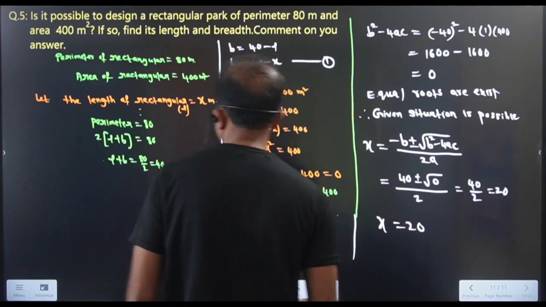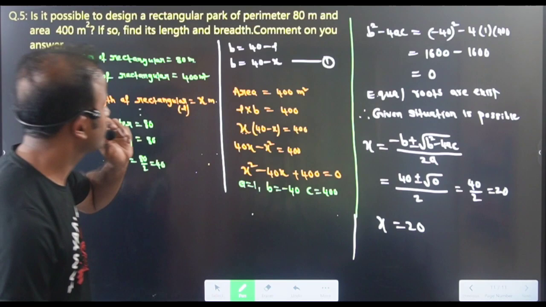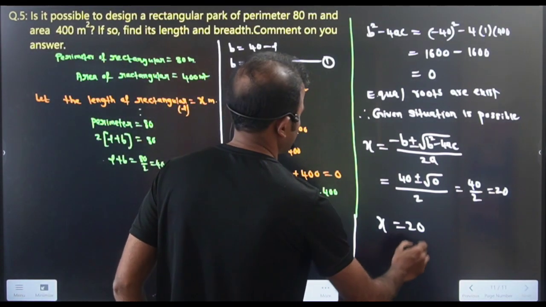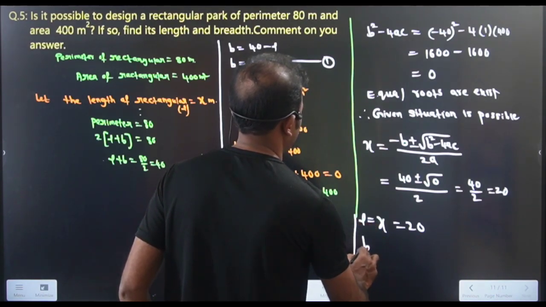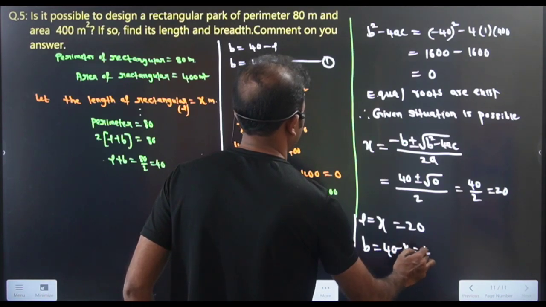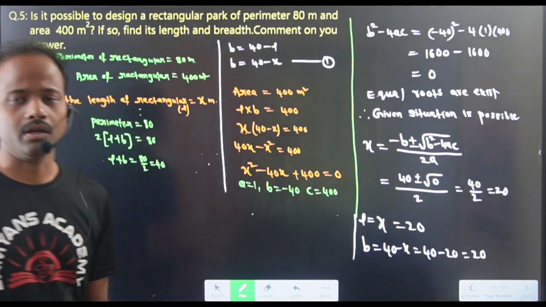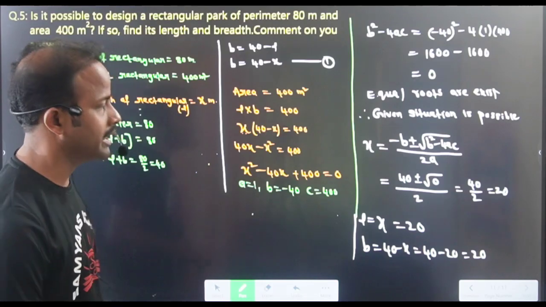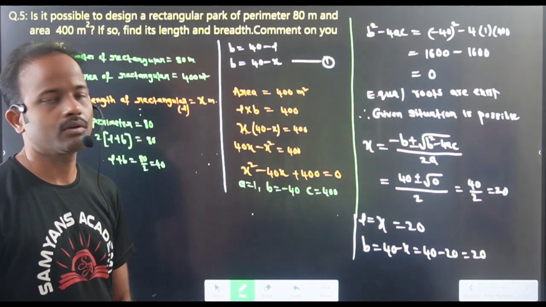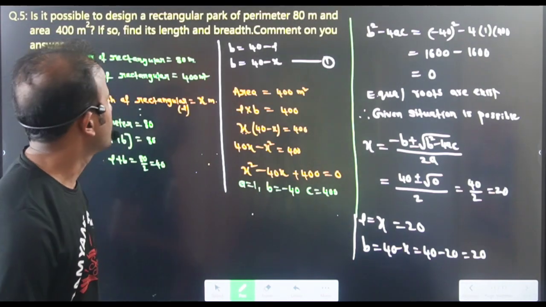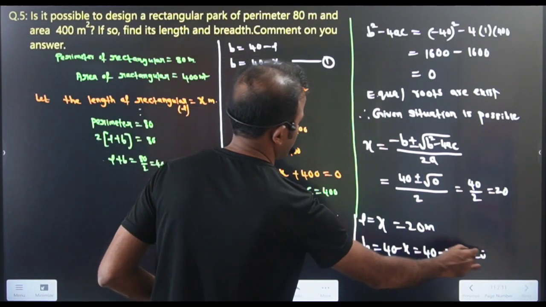X value is 20. But what is x here? X indicates length, right? So length is 20. Then what is the breadth value? Breadth value is 40 minus x, 40 minus 20, and breadth also 20. Length 20, breadth 20 అంటే ఇచ్చినది రెక్టాంగిల్ కాదు, అది ఏమవుతుంది? స్క్వేర్ అవుతుంది. ఈజ్ ఇట్ క్లియర్? ఓకే, సో లెంత్ ఈక్వల్ టు 20, బ్రెడ్త్ ఈక్వల్ టు 20. నౌ యూ హ్యావ్ టు రైట్ దేర్ ఇట్స్ లెంత్ ఈస్ 20 మీటర్ అండ్ బ్రెడ్త్ ఆల్సో 20 మీటర్.